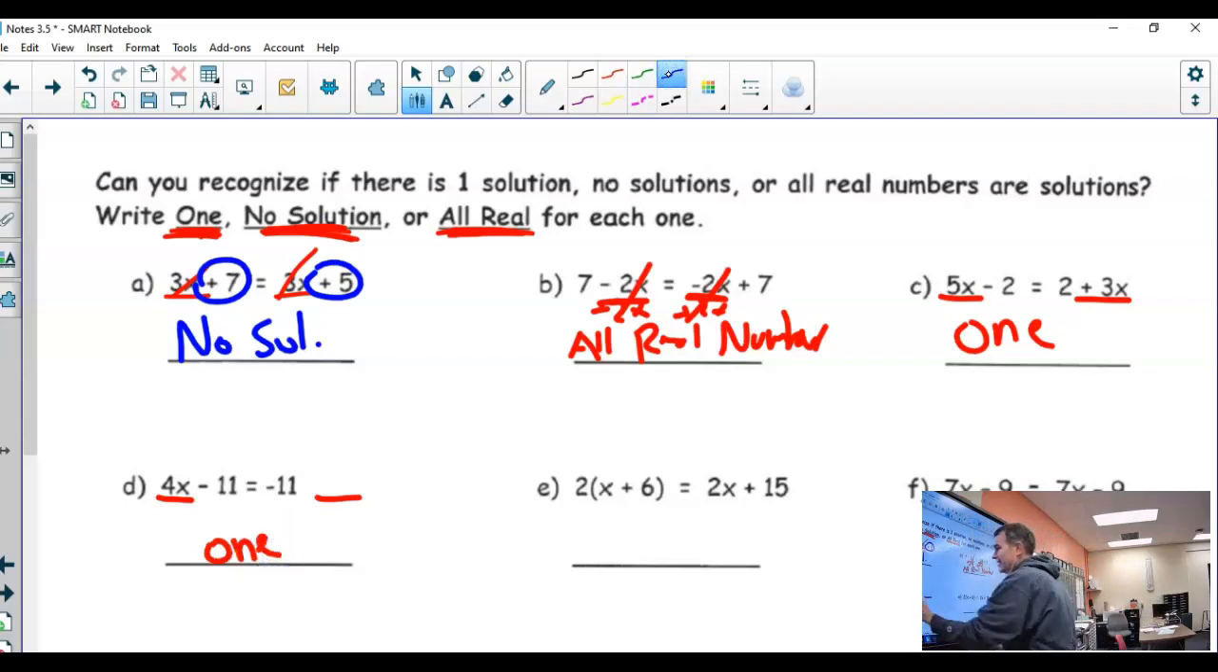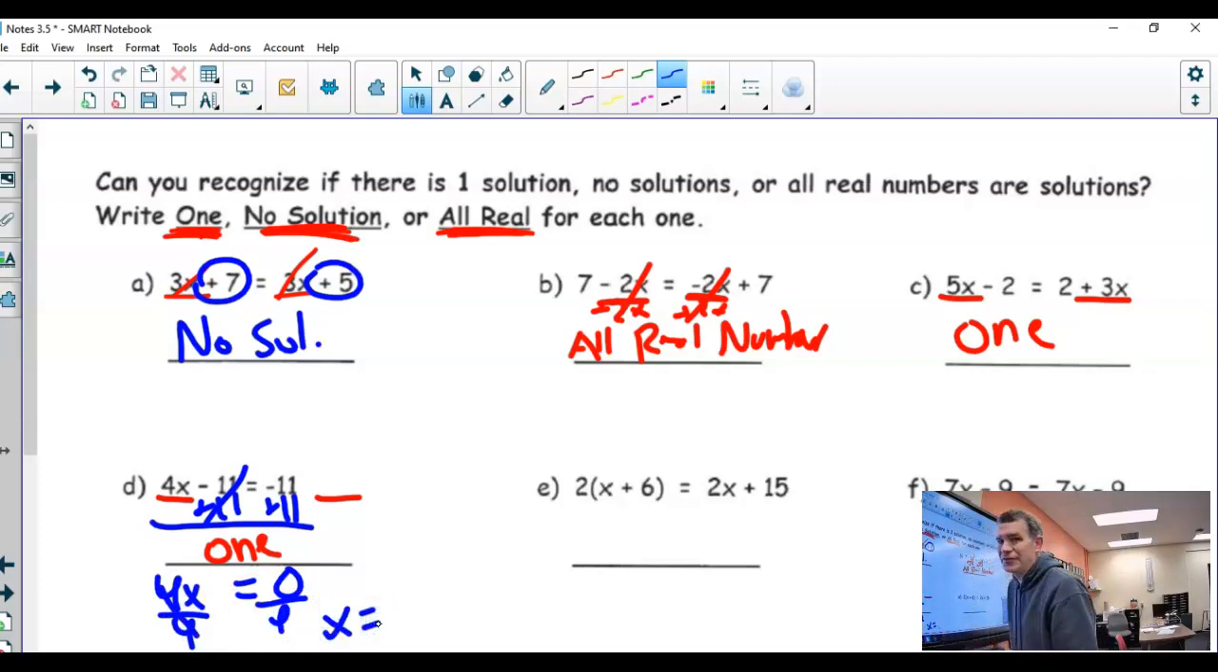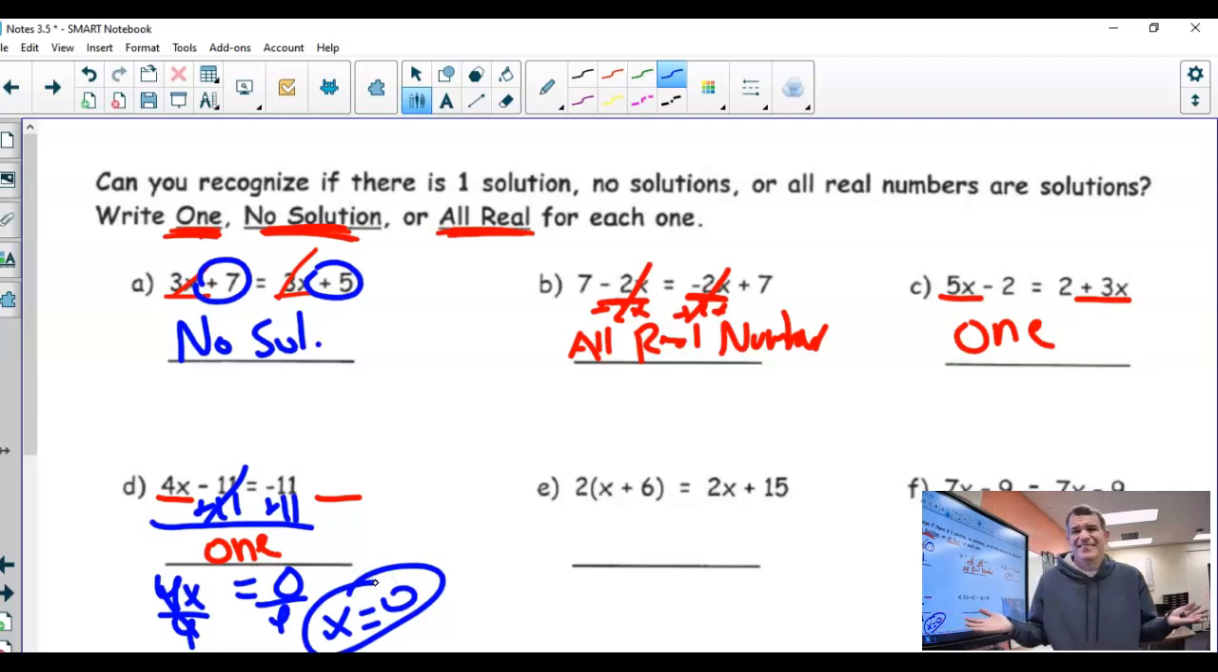And let me show you real quick, because this confuses a lot of people. When I go to get the variable by itself, by adding 11 to both sides, I am left with 4x equals 0. A lot of people don't like the 0. Don't be one of those people. 0's a number just like all the other numbers. He's okay. I would finish this off by dividing by 4, and I would end up with x equals whatever 0 divided by 4 is. It's 0. X equals 0 is the answer. Just like if it was x equals 7. 0's a number too.